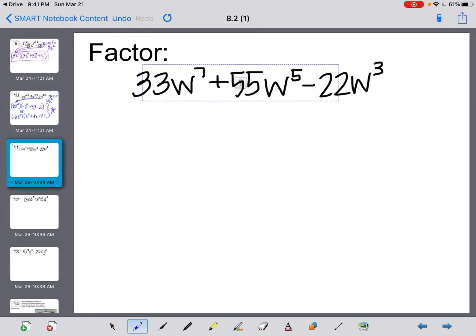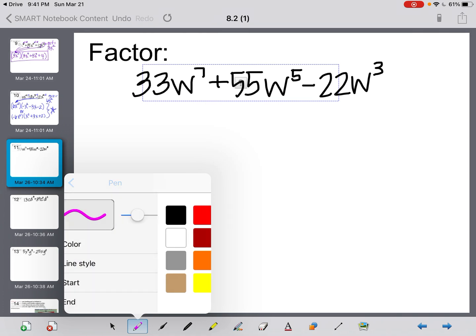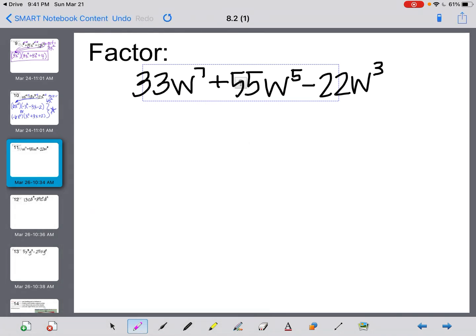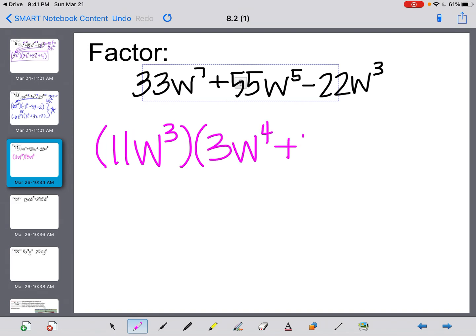All right, I'm going to have you try this one on your own and then come back and just see my answer. I'm not going to show all the work this time. I just want you to come check to see if your answer is the same as mine. All right, welcome back. I pulled 11w to the third power outside, and that left me with 3w to the fourth plus 5w to the second minus 2.